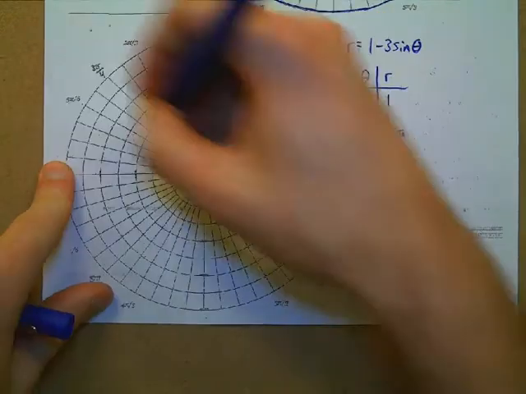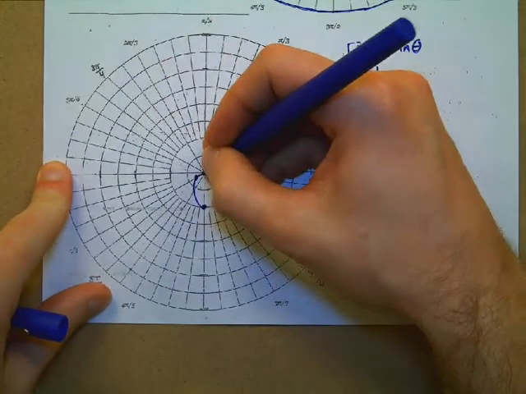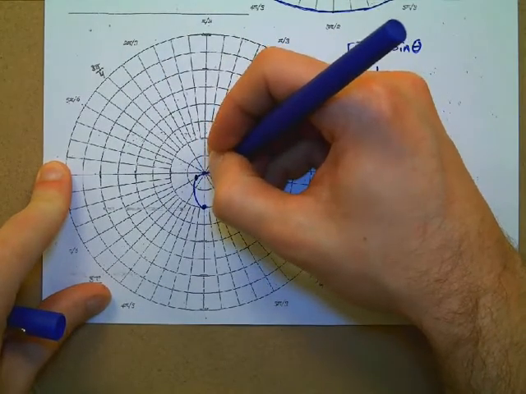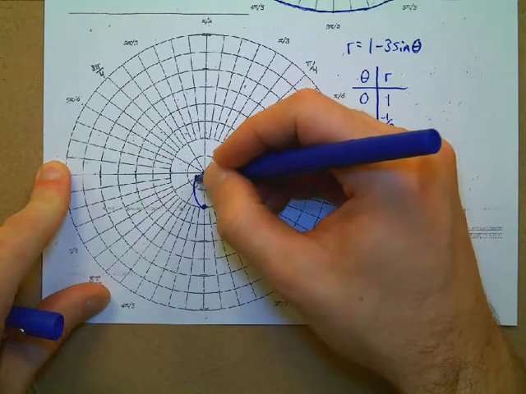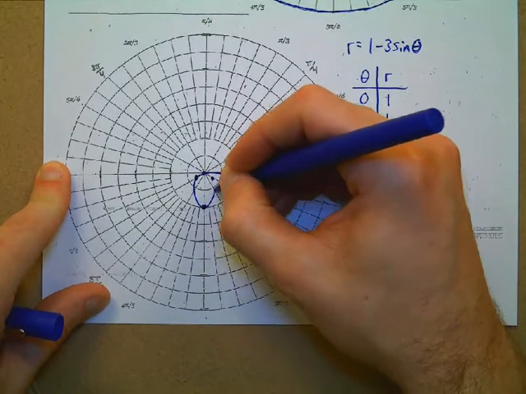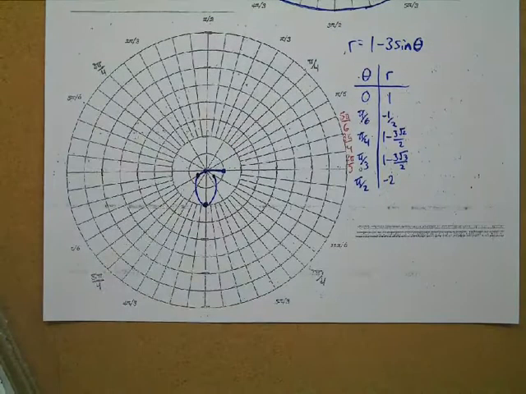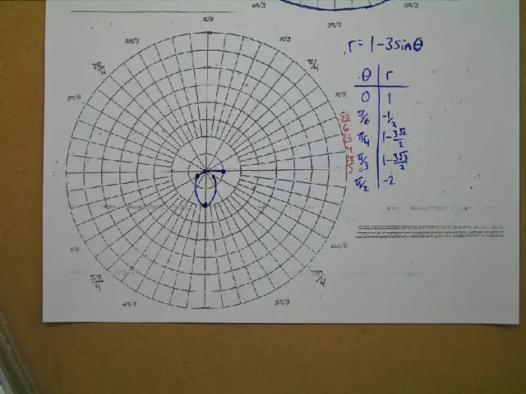And let's go ahead and do pi as well. So at pi, sine of pi is 0, times 3 is still 0, and then 1 minus 0 is 1. So we have pi comma 1. So at the angle of pi, we're going to go out 1, so to right there.